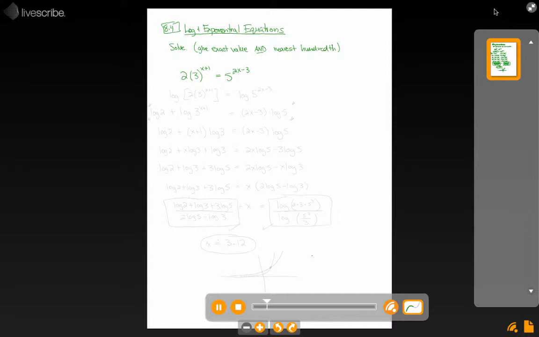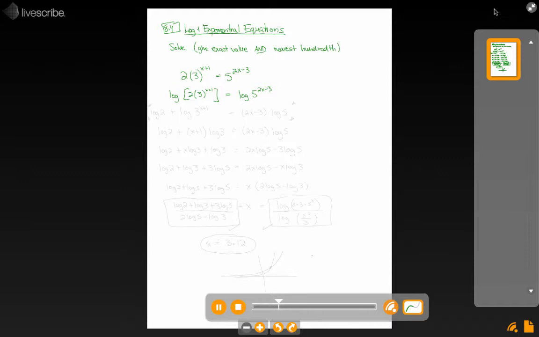And so this definitely is, if we're going to answer this with an exact value, we're going to log both sides of this one. So log of this whole thing equals the log of this whole thing. Notice I was a little extra careful with the brackets on the left side there. It's log of 2 times 3 to the x plus 1.